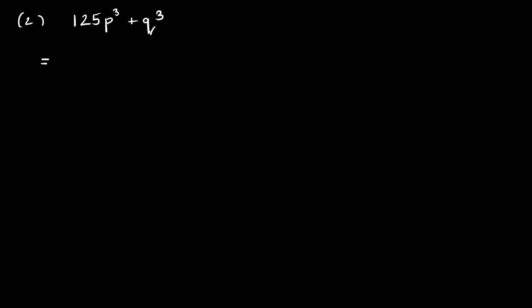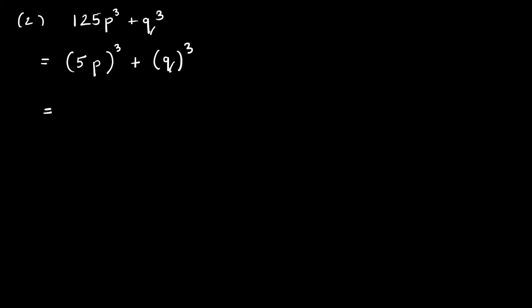Okay, but the first term should be a whole cube. So tell me, 125 is the cube of what? 5. And this is P, so it will become 5P whole cube plus Q, the whole cube. Correct. So now tell me what is in place of A over here? 5P. And what is in place of B? Q. So what is the formula for A cube plus B cube?